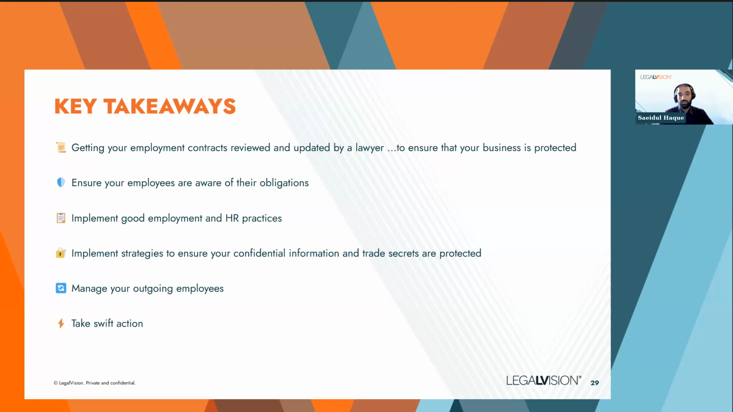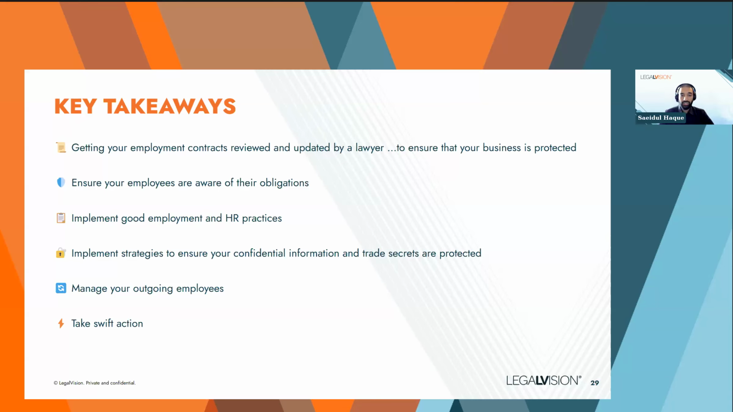You should also ensure that your employees are aware of their obligations. And the way you can do that is conducting regular training and highlighting the importance of protecting the business's confidential information and intellectual property. You should also implement good employment and HR practices, because a disgruntled employee is more likely to disregard their obligations to the company. So what you should really be looking to do is ensure that you identify those employees early and address the issues to avoid them festering into much bigger problems.